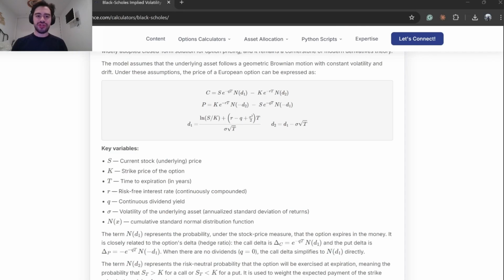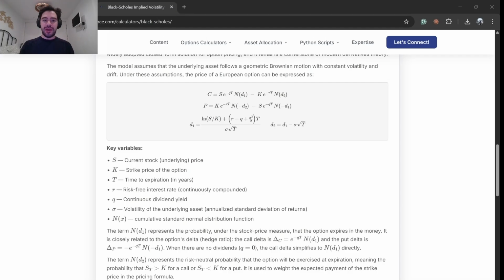Today we are building the Black-Scholes option price model from scratch in Python. And starting with a quick bit of context, this model was introduced in 1973 and changed everything by providing an equation for European option prices. It became the backbone of the modern derivatives market, and Scholes and Merton won the Nobel Prize for it in 1997.